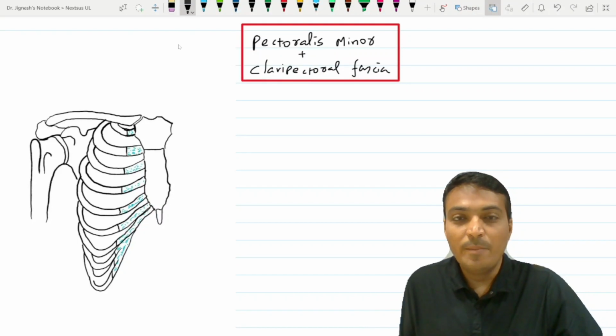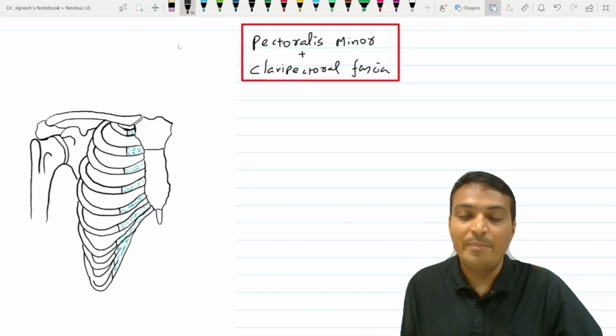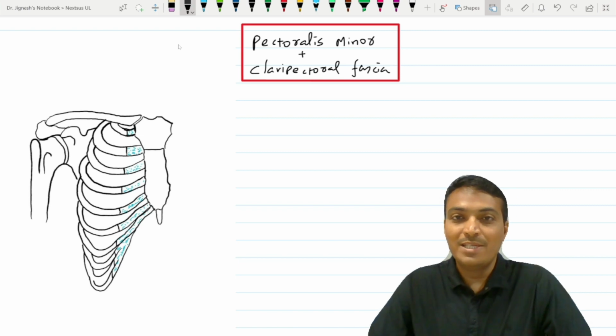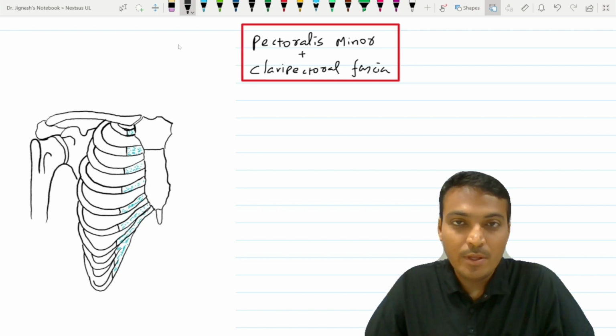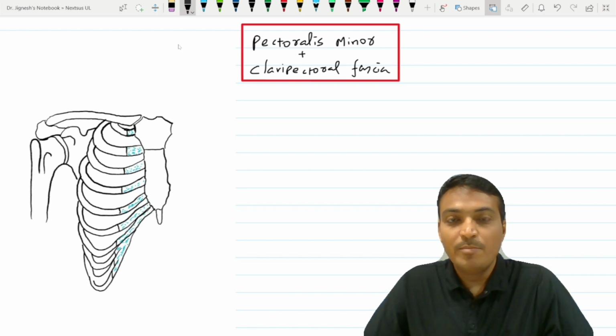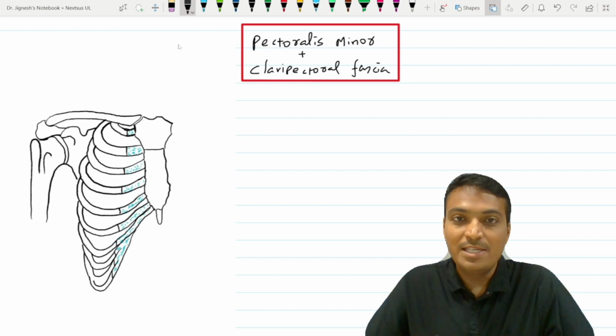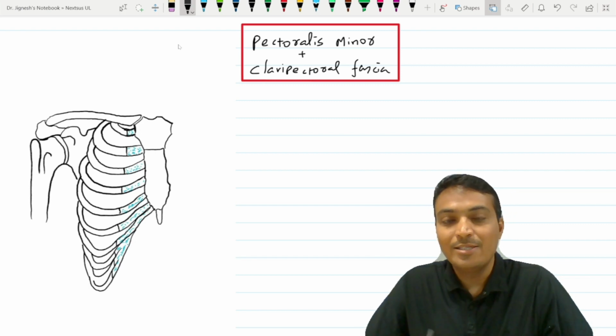Now let's move on to the pectoralis minor along with the clavipectoral fascia, with a small discussion of the subclavius muscle. This topic is very important for the MCQ part of the examination, and sometimes the clavipectoral fascia and the pectoralis minor can be asked as a short note also.